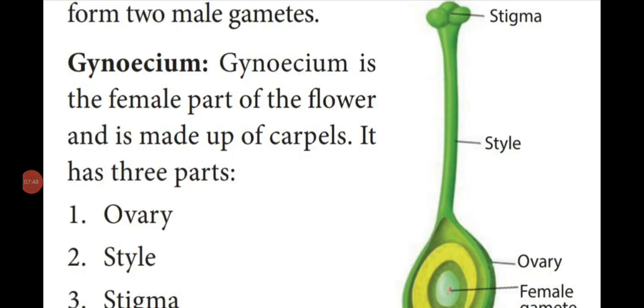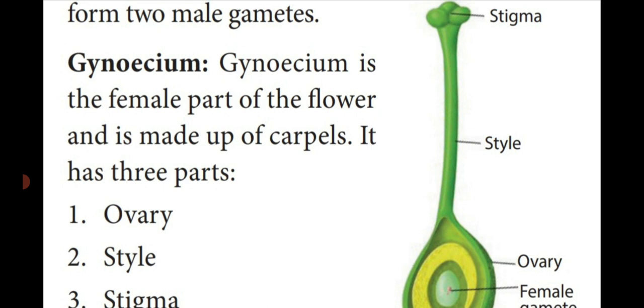Dear students, up to this we have seen the male sex organ and the structure of the pollen grain. Now we are going to see the female sex organ. Which one is known as the female sex organ? Gynoecium is known as the female sex organ, or the female part of the flower. It consists of carpels, or is made up of carpels.